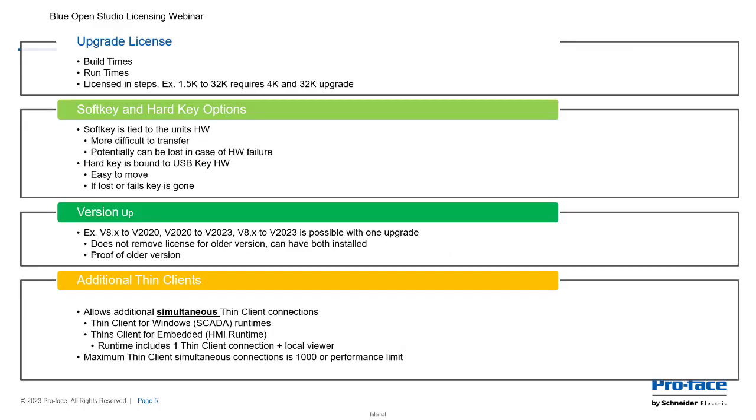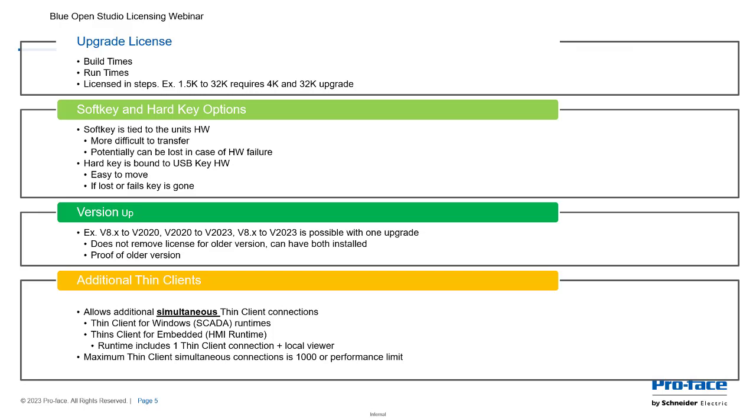When we look at the upgrade licenses, we have upgrade build times and upgrade run times. The way that you upgrade is done in steps. So if you want, for example, to go from 1500 tag to 32,000 tag, that requires the 4K upgrade and the 32K upgrade to get to the 32K.